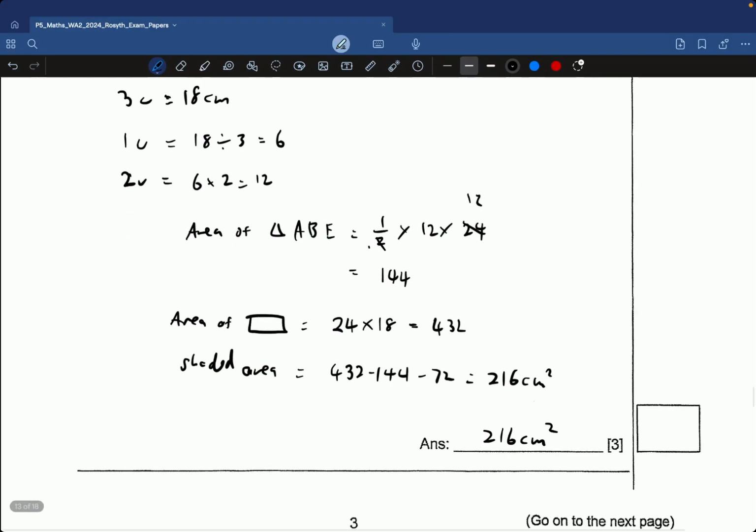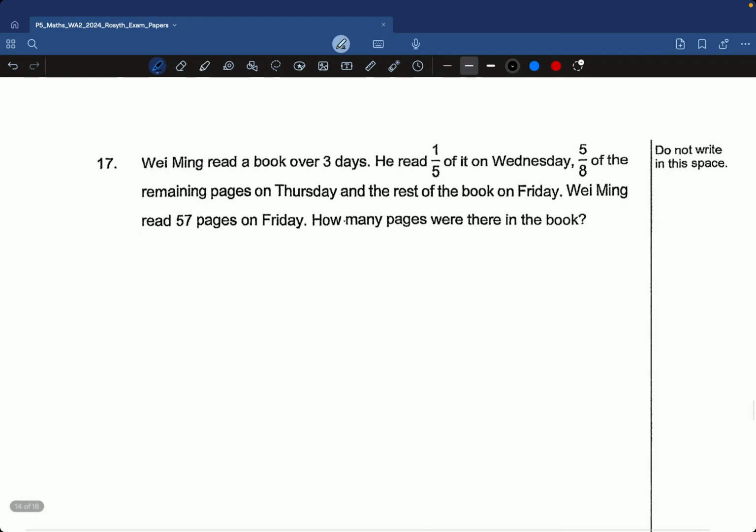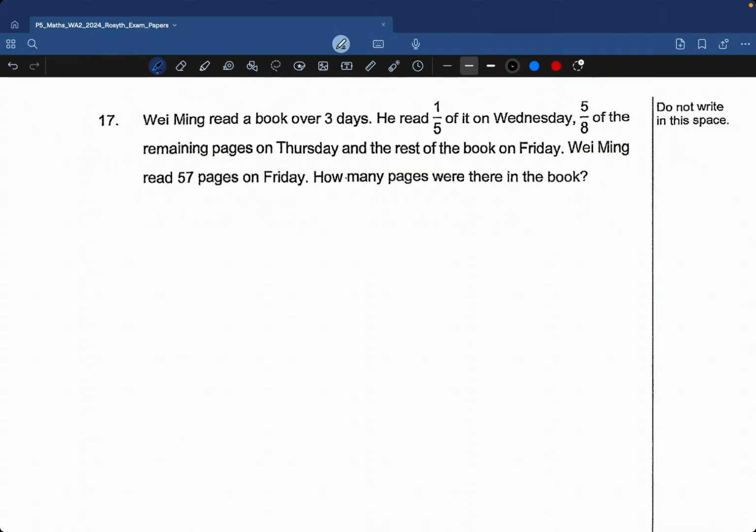All right, let's move on to the next question. Question 17. So, Wei Ming read a book over 3 days. He read one fifth of it on Wednesday, five-eighths of the remaining pages on Thursday, and the rest on Friday. Okay, and Wei Ming read 57 pages on Friday. How many pages were there in the book? Okay, so first we know that on Wednesday, he read one fifth.